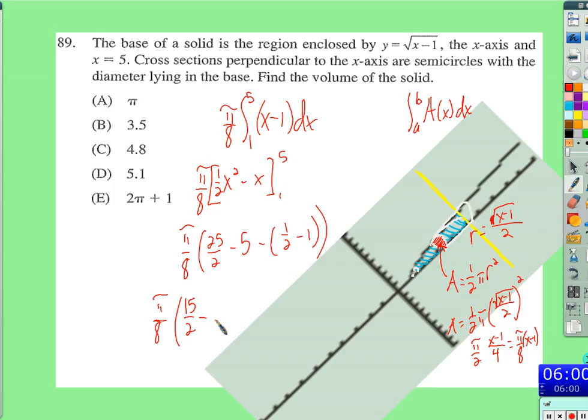At 1 it would be 1/2 minus 1, which is negative 1/2. So negative 1/2 minus negative 1/2, plus 1/2. Equals, this is 16 over 2. So 16 pi over 16. So pi. So what's the answer?